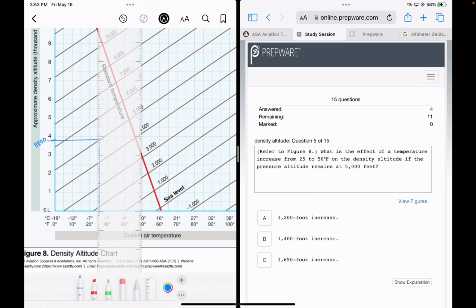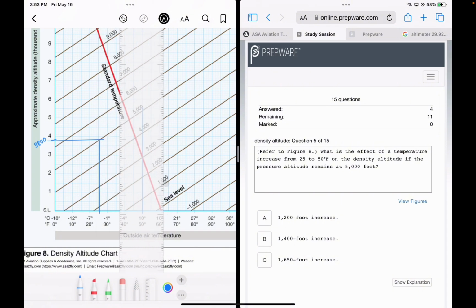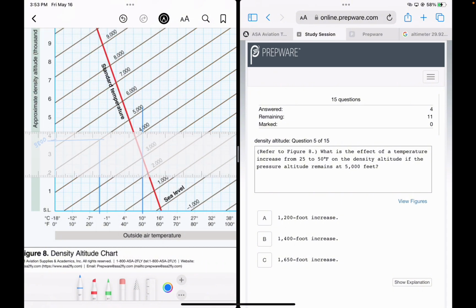Okay, then you take your pen and draw up that line all the way to 5,000, because remember the pressure altitude is 5,000, so 5,000 is this line right here. And then you take your ruler, line it up there, and then there. And you read what that reads.